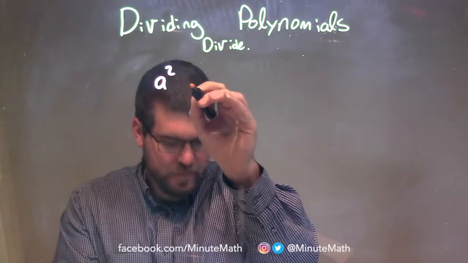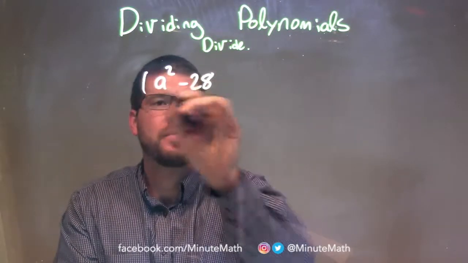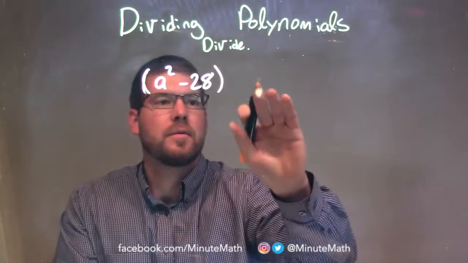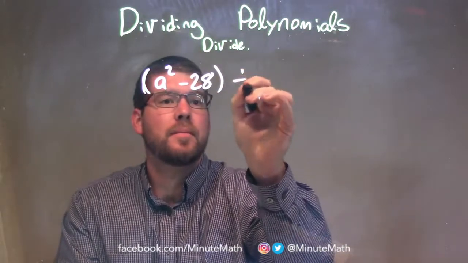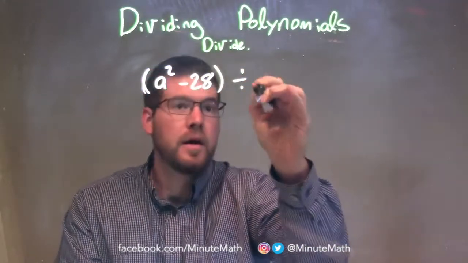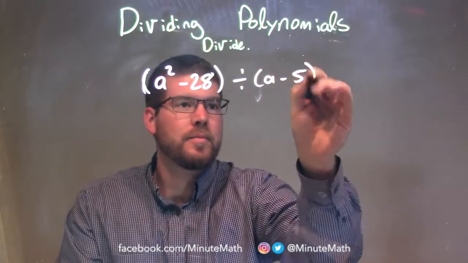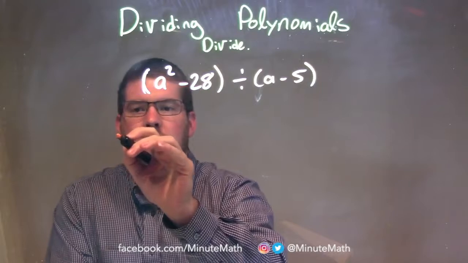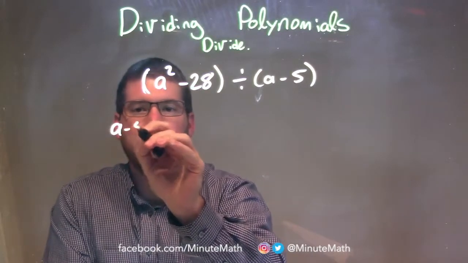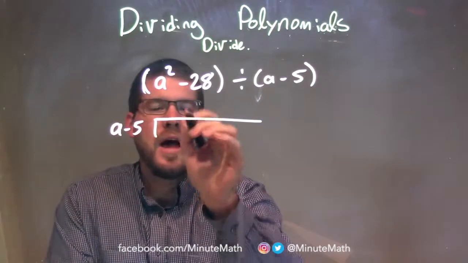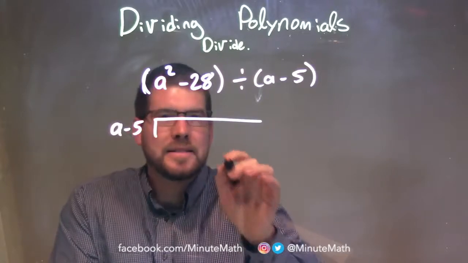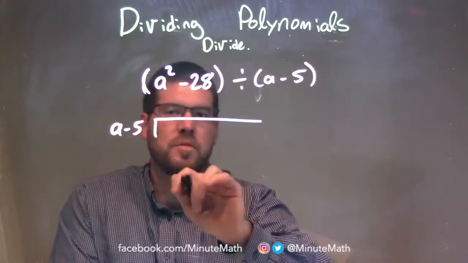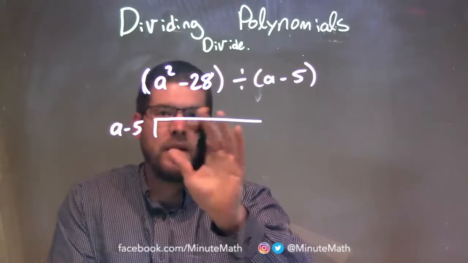A squared minus 28, parentheses here, divided by a minus 5. So when I divide this out, I'm going to do my long division. I'm going to write my a minus 5, my divisor here, goes into, and when I write this out, I'm going to leave some space here for my a value that doesn't exist.